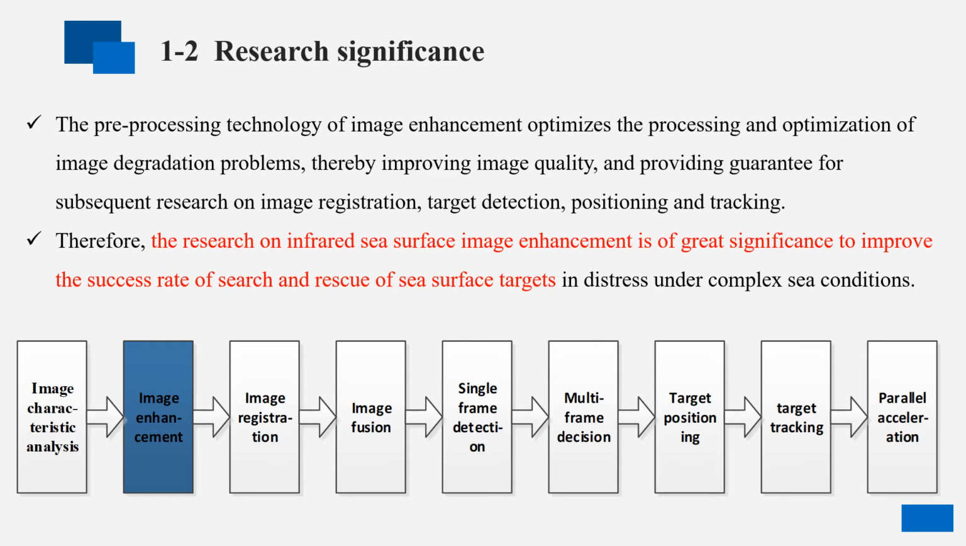So what is the flow line according to which our research on sea level infrared images is carried out? First of all, we talk about image characteristics analysis, and then we shall talk about image enhancement, then we see image registration, and then we talk about image fusion aspects. Then we move to single frame detection and multiple frame detection and target positioning as well. Then we focus on target tracking and parallel acceleration.